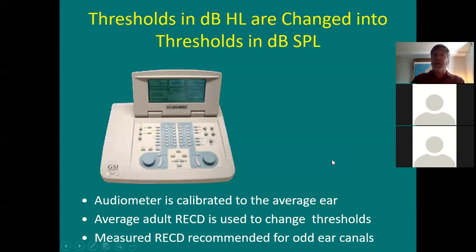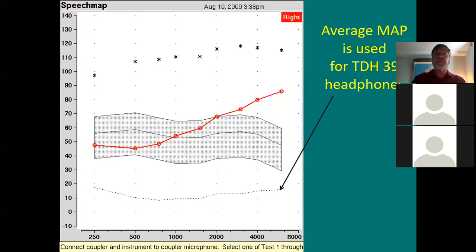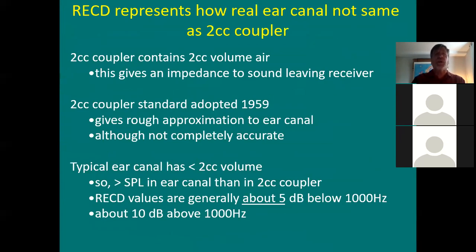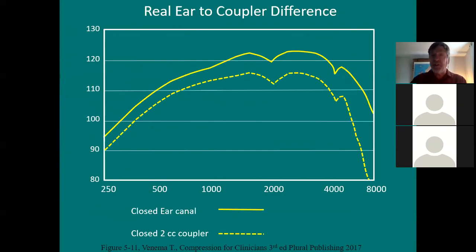Average adult real ear to coupler difference is used to change thresholds. Measured real ear to coupler difference is recommended for odd ear canals. So I'm going to flesh this out a little bit more, so stick with it a second. I'm looking at RECD. First, let's look at what RECD is. Make sure we know that.